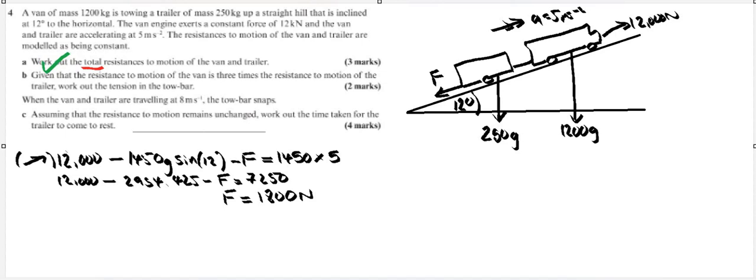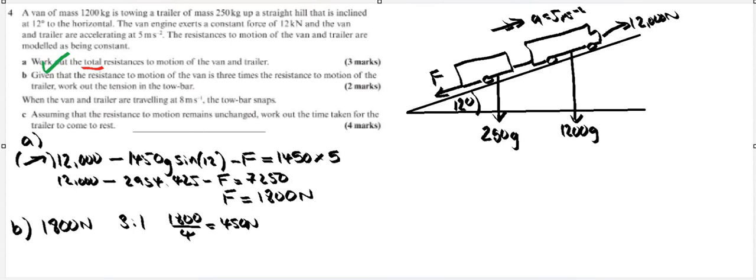Okay, so that is A taken care of. Okay, now B. Given that the resistance to motion of the van is 3 times the resistance to motion of the trailer, work out the tension in the towbar. Right, okay, so we're just looking at the trailer now. So if the total resistance for both of them was 1,800 newtons, and the ratio is 3 to 1, that means I have to divide 1,800 by 4 to get 450 newtons. Okay, and it says that it's the van that's 3 times the resistance to motion of the trailer.